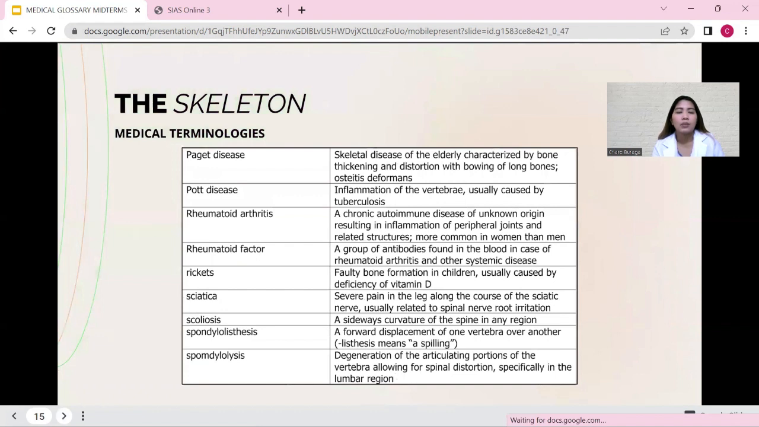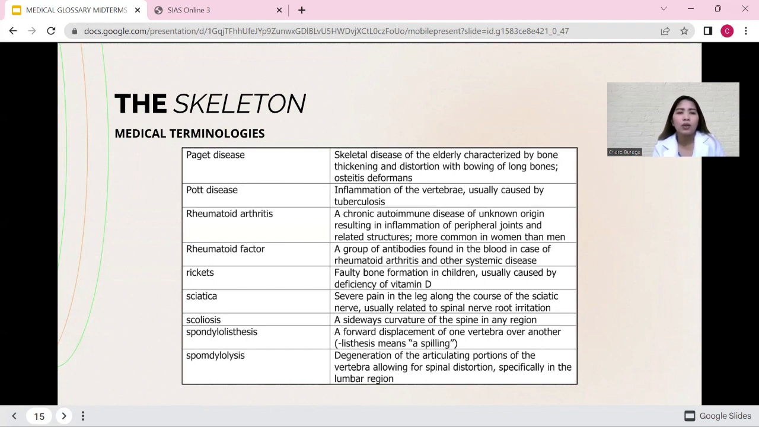Okay, next, we have the Paget disease. When you say Paget disease, it is a skeletal disease of the elderly adult, ibig sabihin, characterized by bone thickening and distortion with bowing of long bones, osteitis deformans. Ang ibang tawag kay Paget disease. Minsan, mostly sa abroad na meron yan, Paget disease.